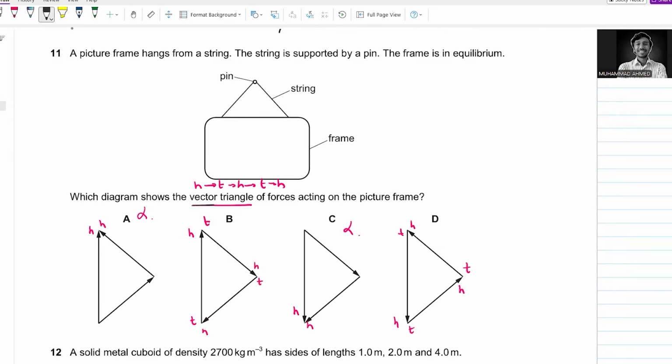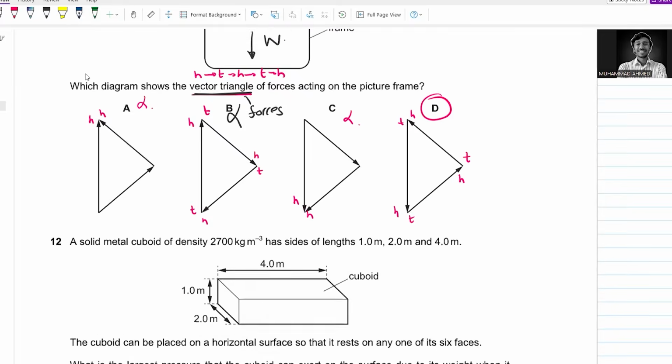Now what does a vector triangle represent? The forces. A vector triangle represents the forces. Beta, can you realize where the frame's weight will act? Downward. In option B, the weight arrow is upward. So option B will also get cancelled out. D is your answer. Easy peasy lemon squeezy.